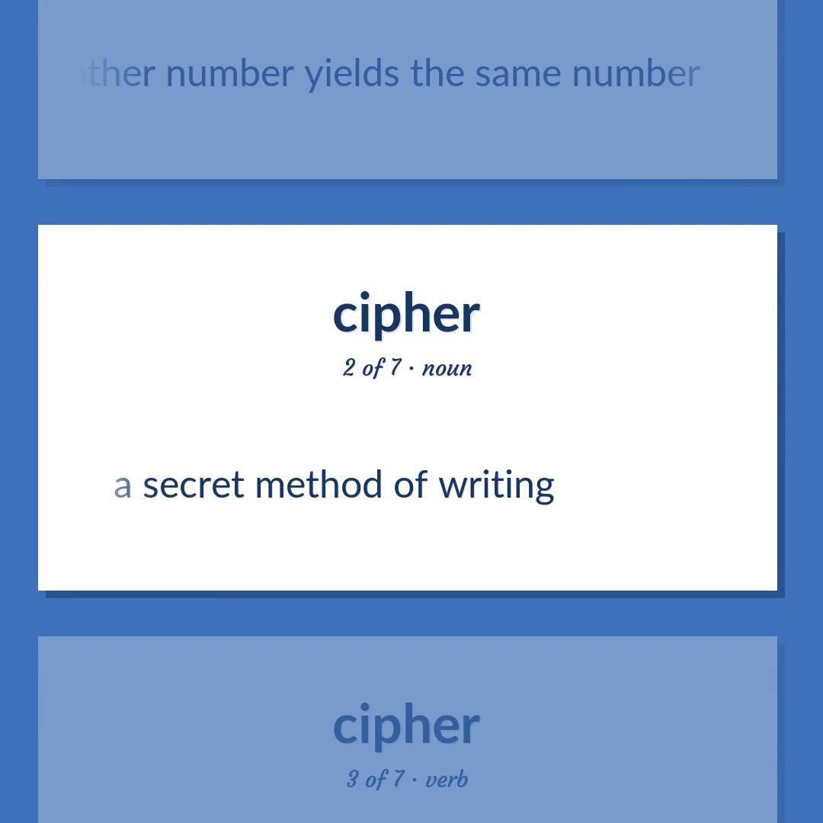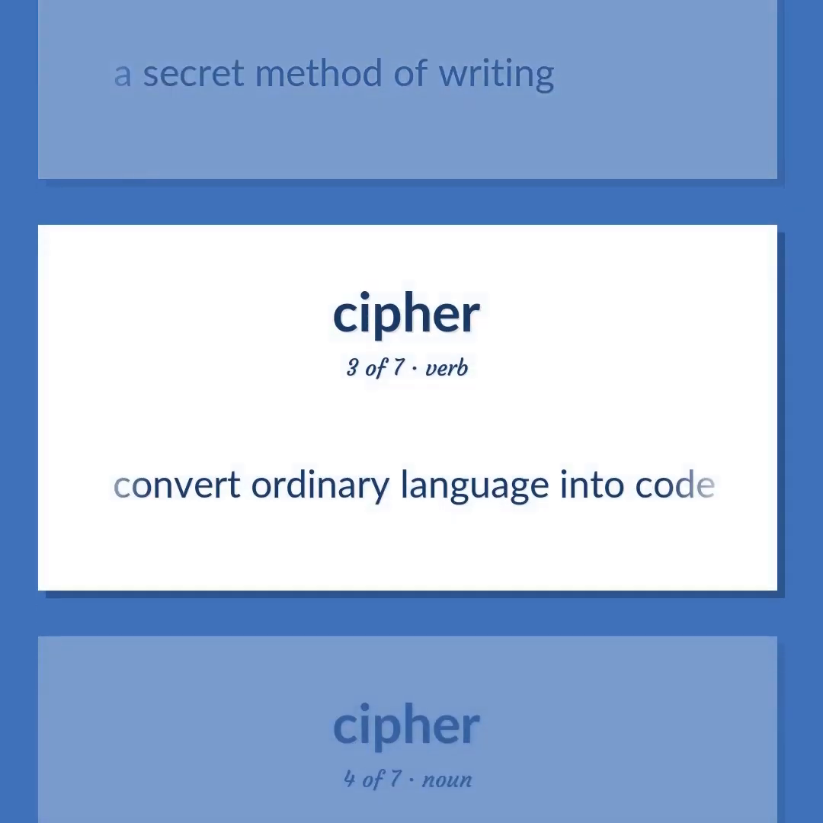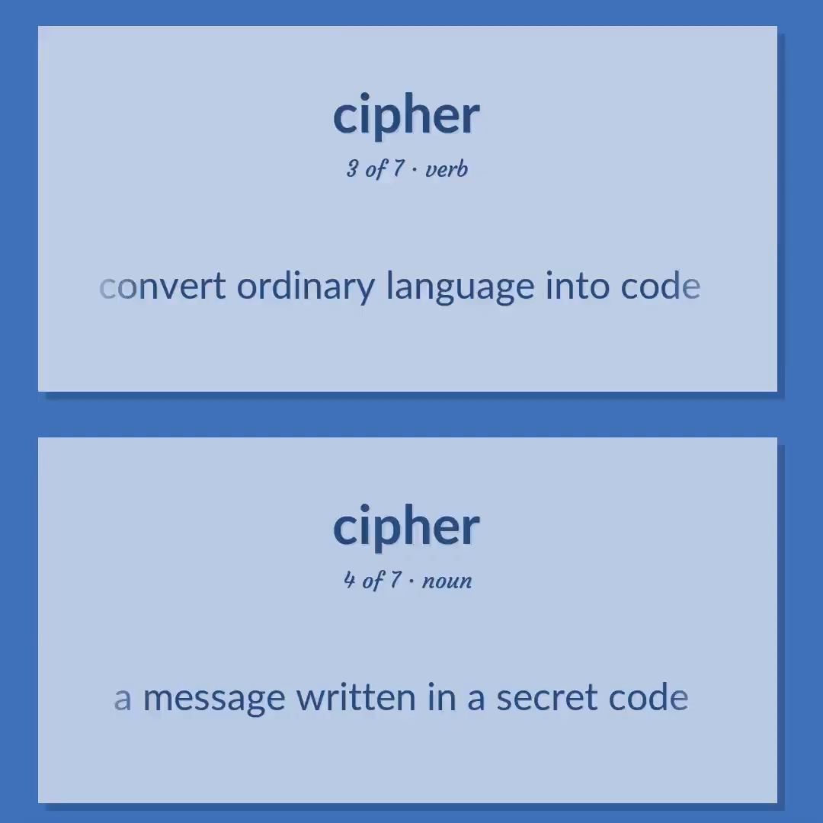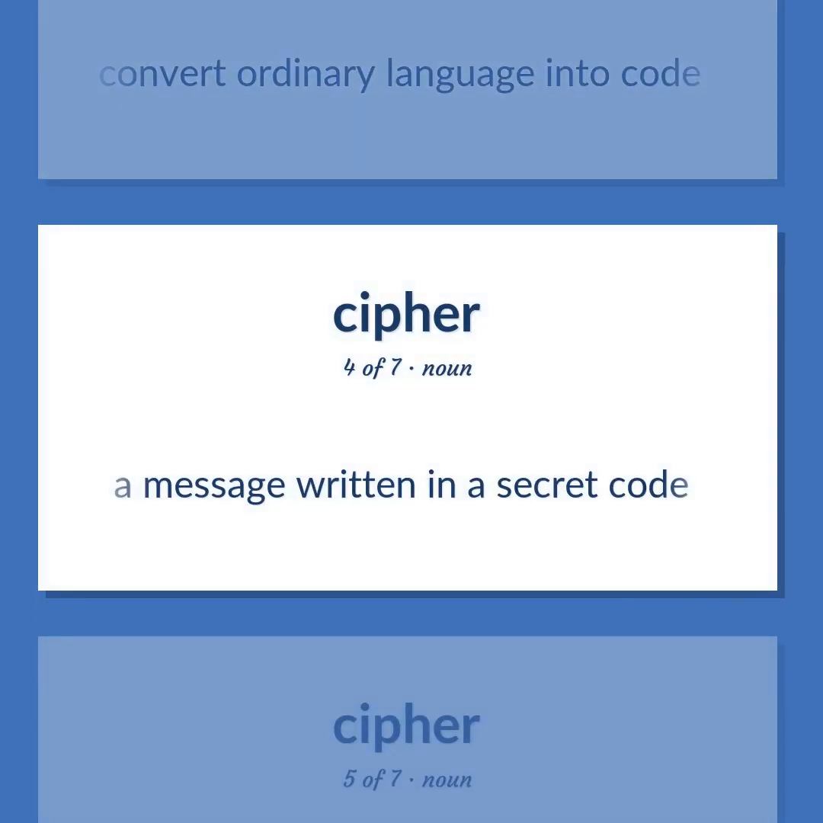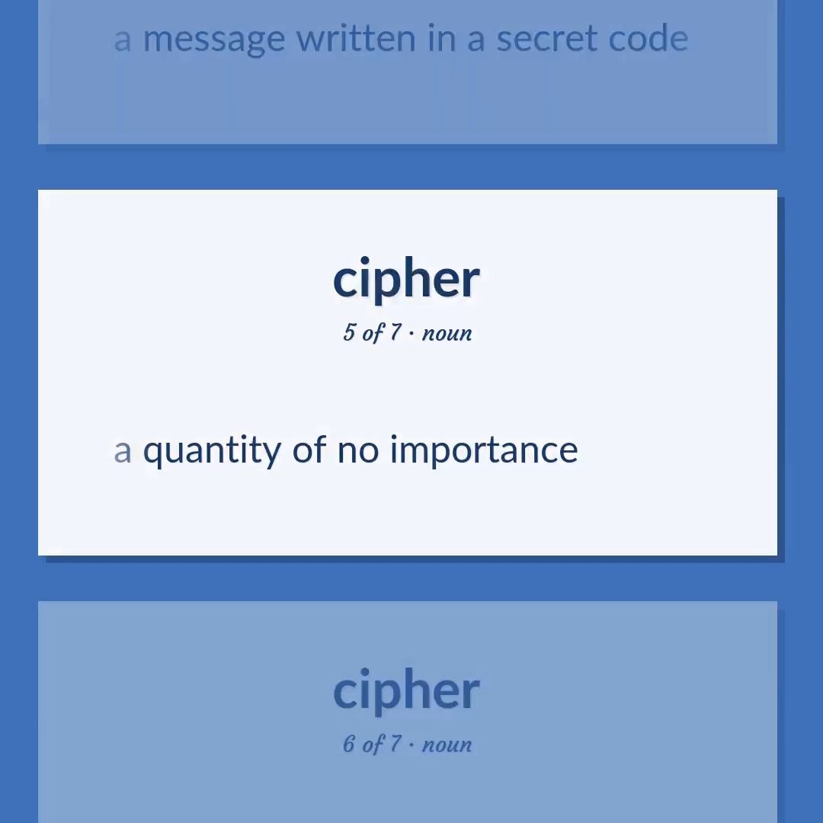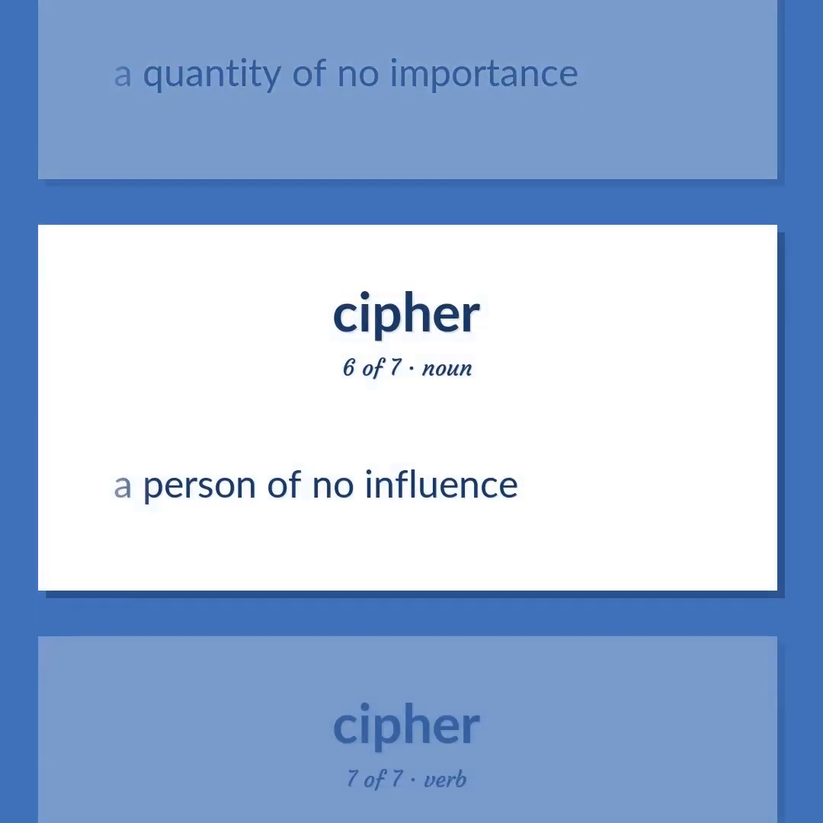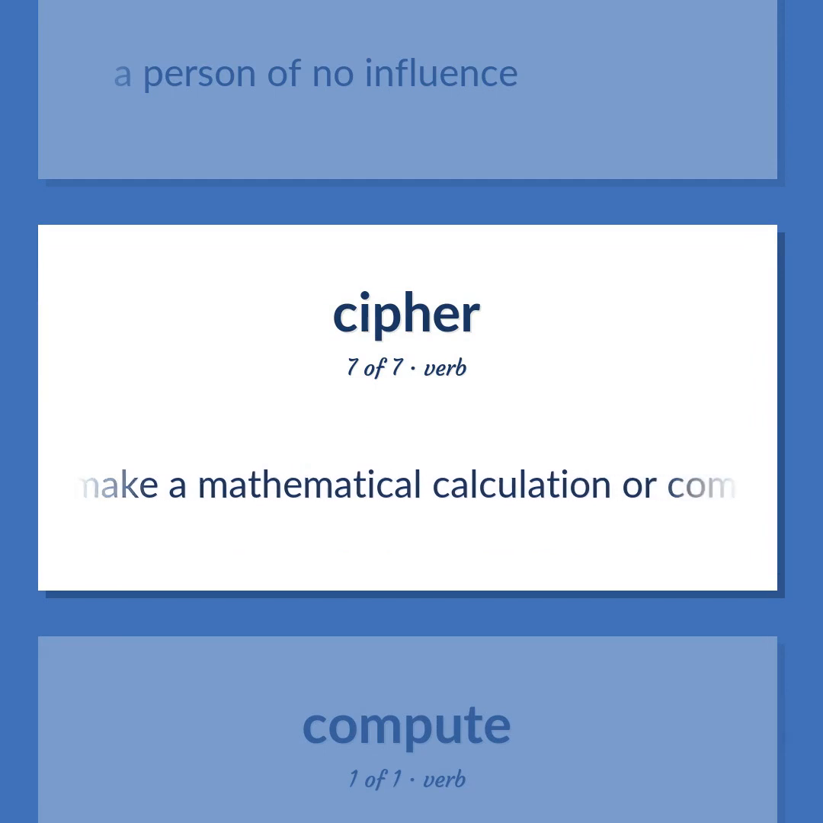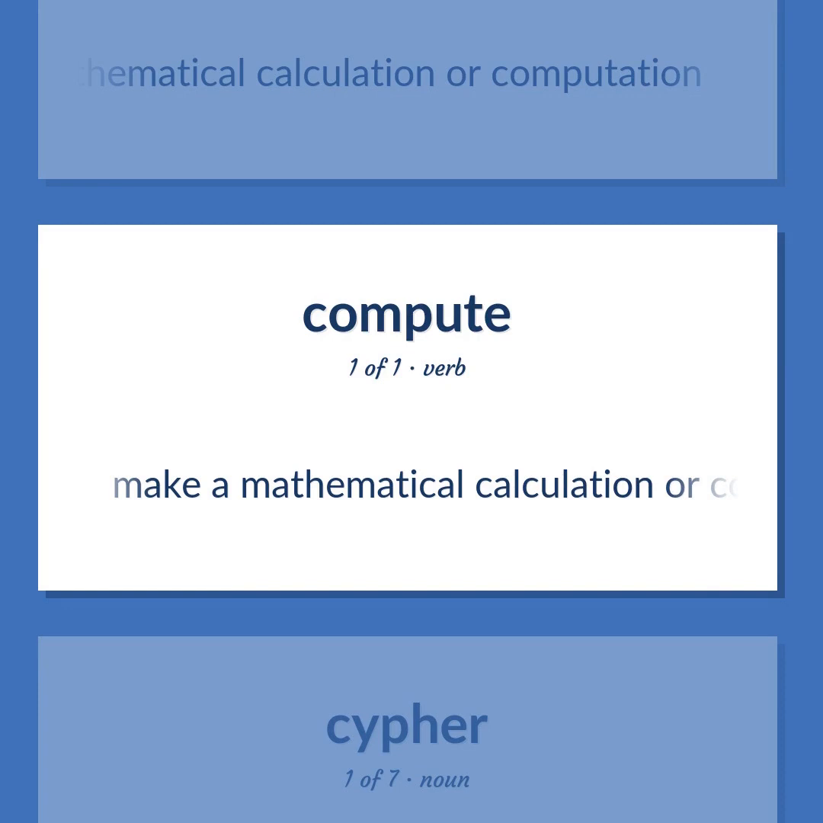A secret method of writing. Convert ordinary language into code. A message written in a secret code. A quantity of no importance. A person of no influence. Make a mathematical calculation or computation.